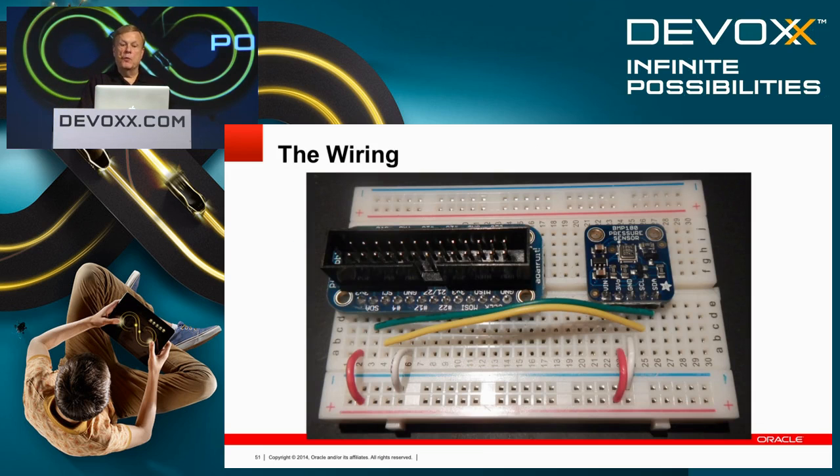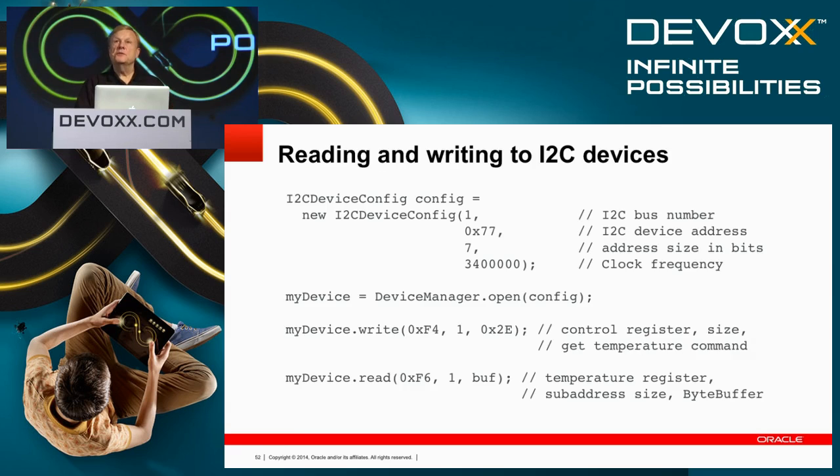So this is the wiring for the temperature sensor that we're wiring up here. And this is the code for how I would read and write to this particular device. So the bus number is 1. I'm just repeating what I did, the bullet points here. The bus number is 1. 77 is the device address. 7 bits in an address, the clock frequency.